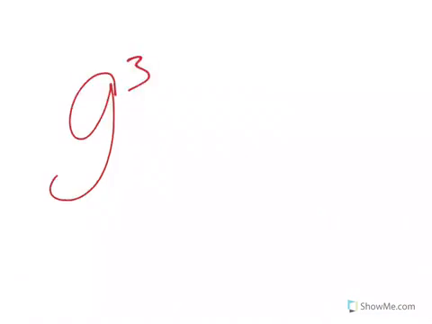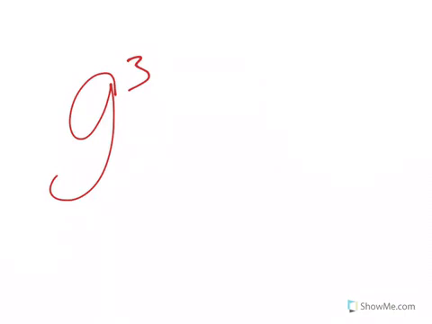Oh, now we have a variable. Doesn't change anything. We have g cubed. When it's to the power of 3, it's cubed. You can still say to the power of 3, g to the power of 3. But if someone says squared, we know that's to the power of 2. If someone says cubed, it's to the power of 3. So we have g cubed, or g to the power of 3.